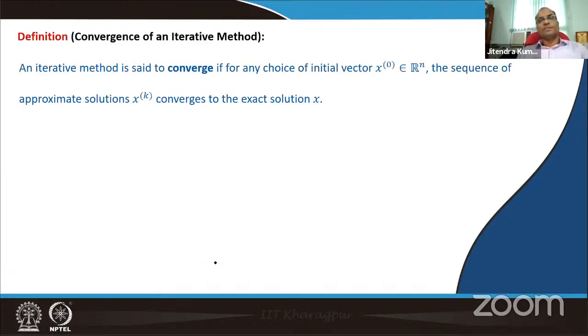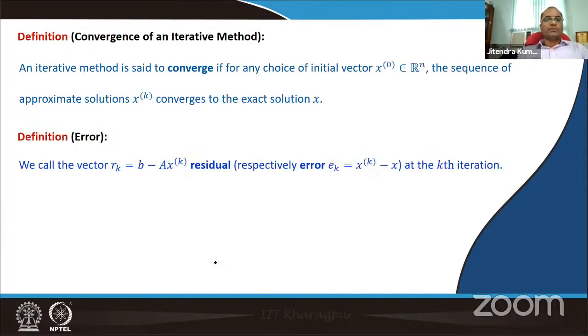So the convergence, I have already told you what we mean by convergence. For that, we also sometimes need the error, because as I said, you are always going to stop at some point, and at that time you need the error.